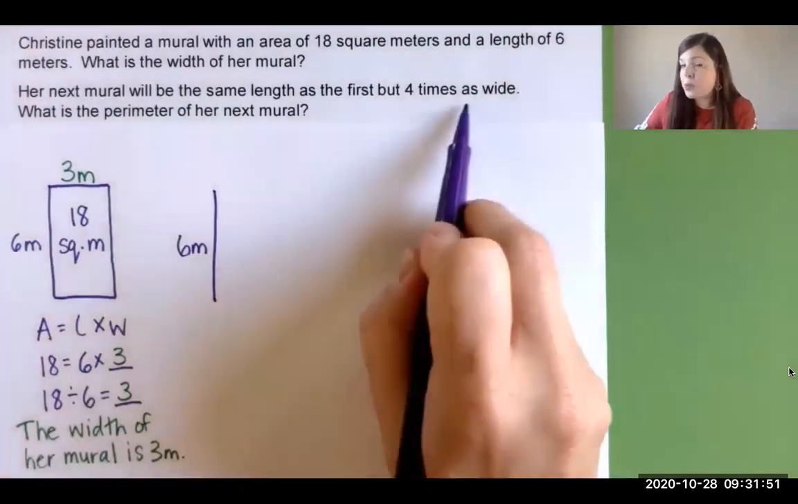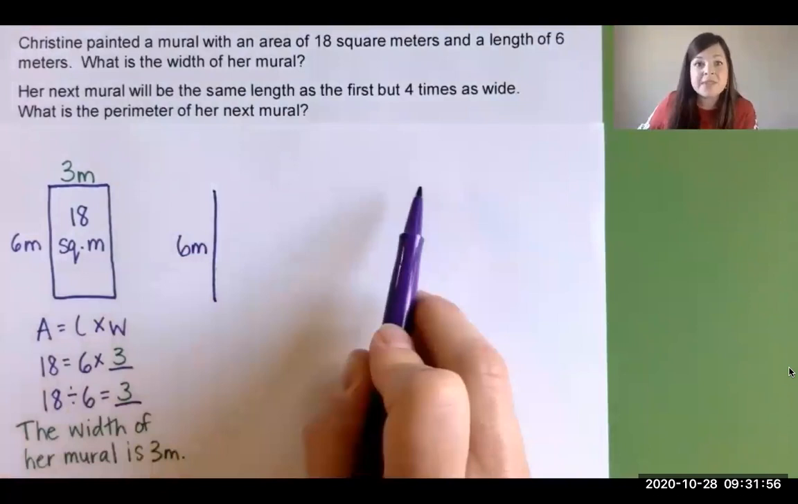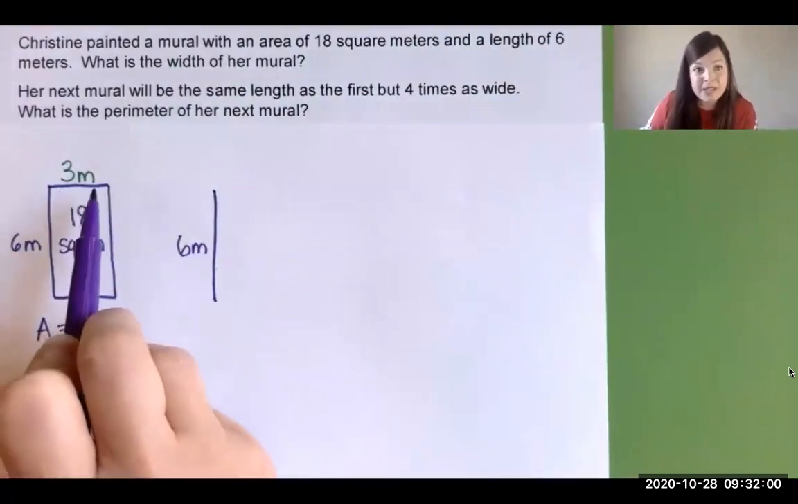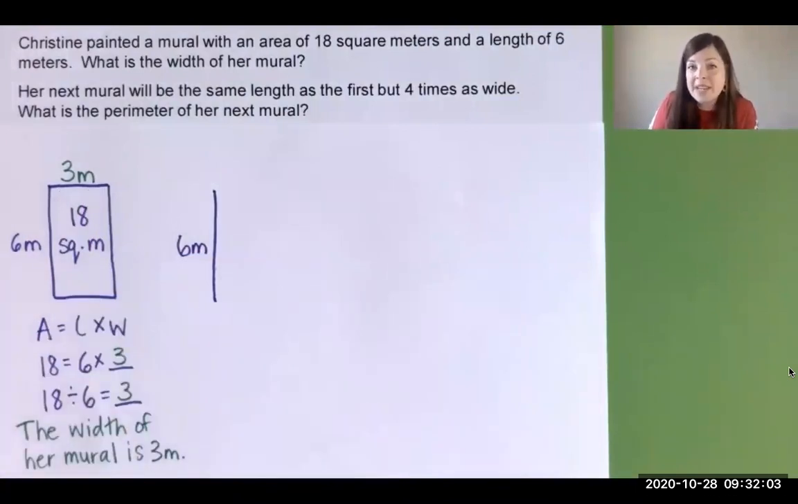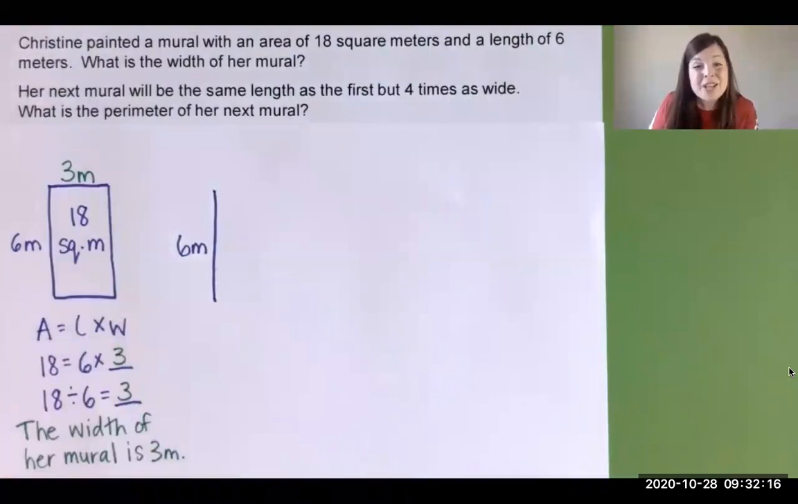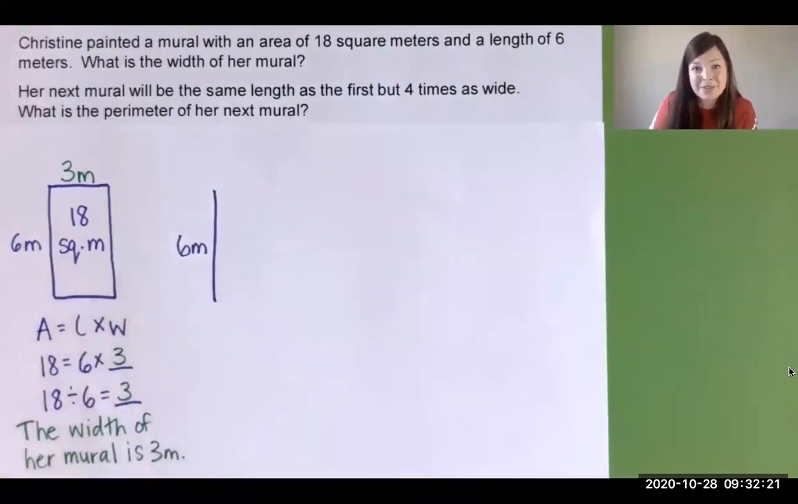And then it says, but 4 times as wide. So her next mural will be 4 times as wide as the first one. We know her first mural was 3 meters wide. So how many copies of her first mural will we see in the second mural? We'll see 4 copies because it says it was 4 times as wide as the first one. So pause the video here and finish the drawing of Christine's next mural, and then come back and compare your drawing with mine.